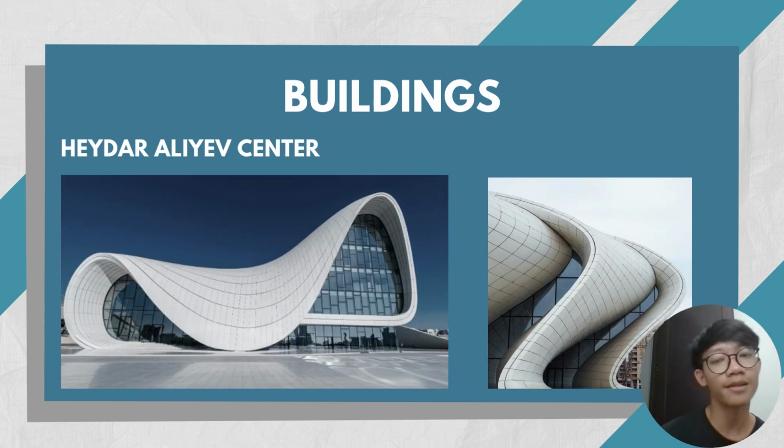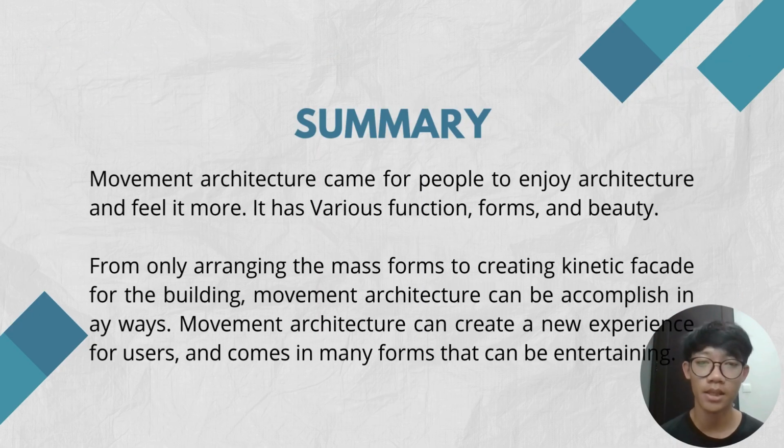Third one is Haydar Aliyev Centers. Maybe we have seen this building because it's quite iconic, designed by Zaha Hadid, and it's located in Baku, Azerbaijan. It creates an organic facade that creates movement patterns, and in the back of the building, the facade continues into creating the patterns.